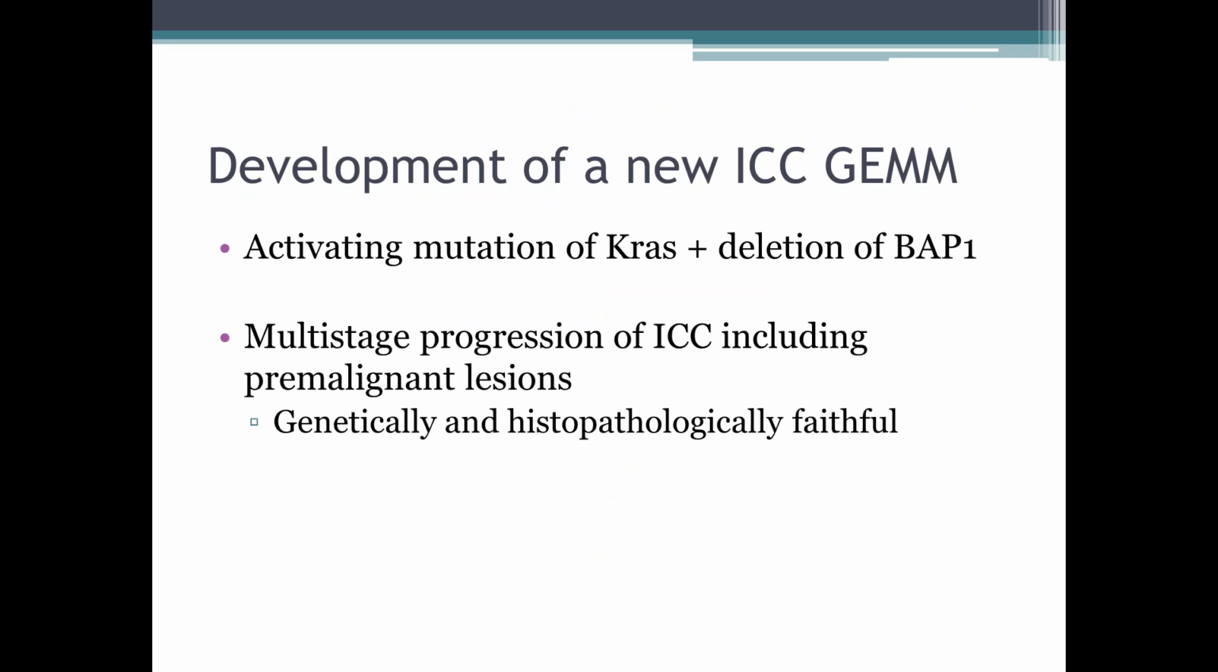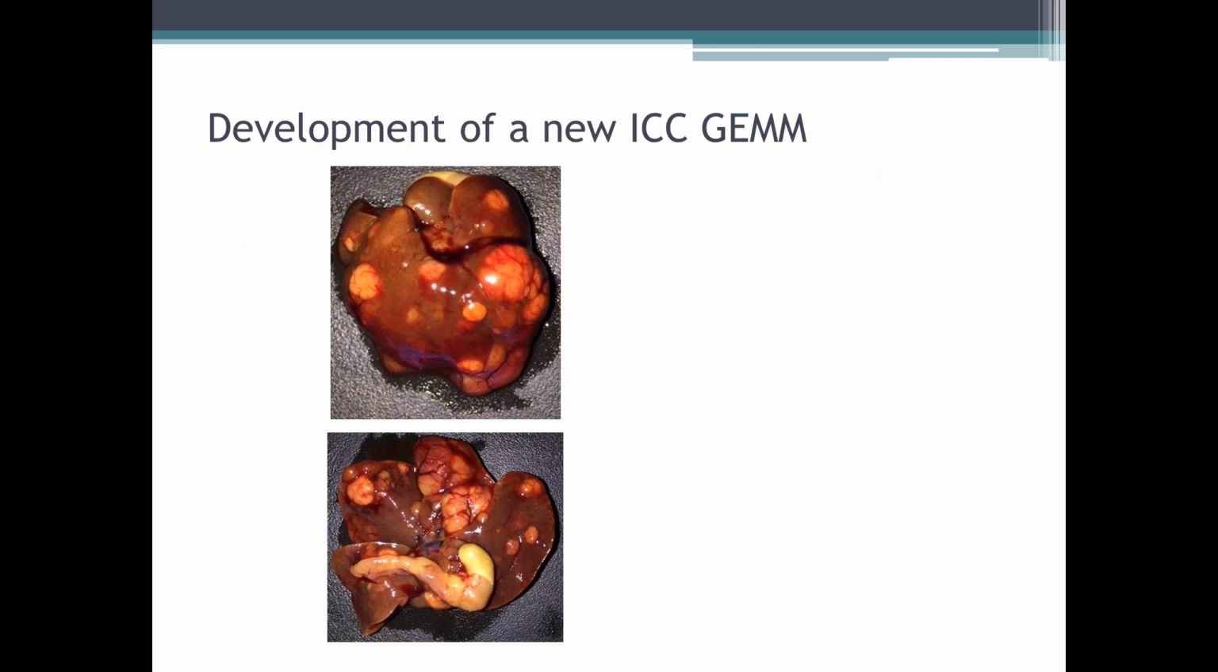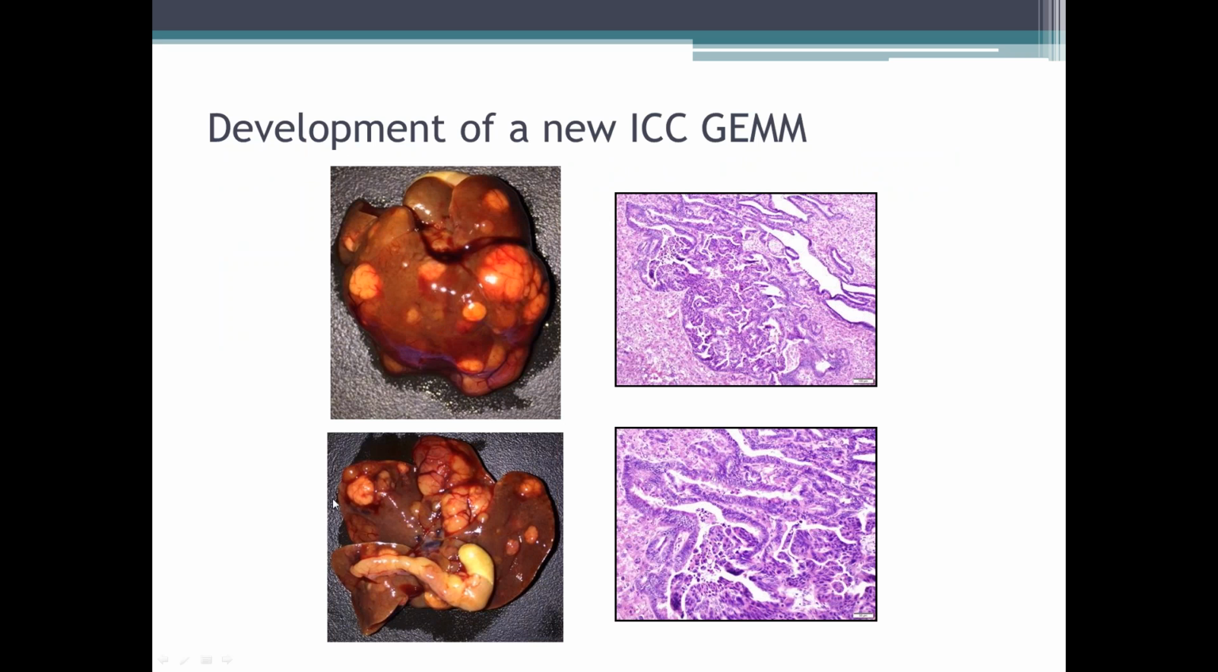So when we did this, we have seen multi-stage progression of IHCCA, including the pre-malignant lesions. So this is a genetically and histopathologically faithful model, just like the other IHCCA GEMs and the KPC mouse. And you can see that here. So these are pictures of livers from mice with the KRAS mutation and the BAP1 deletion, and they develop lots of liver tumors. And at the microscopic level, these findings are consistent with intrahepatic cholangiocarcinoma.